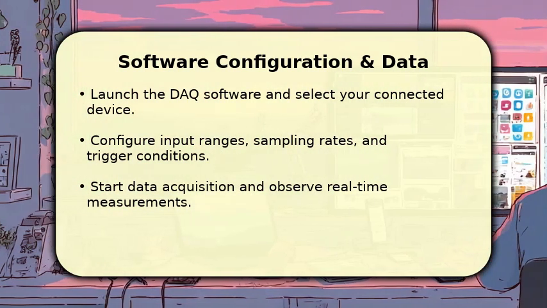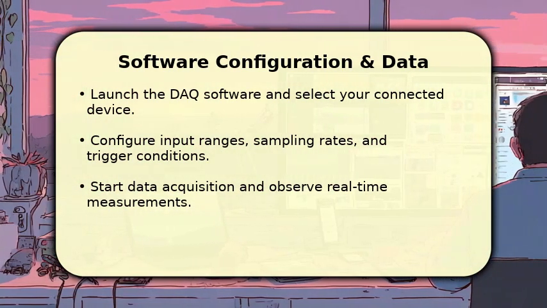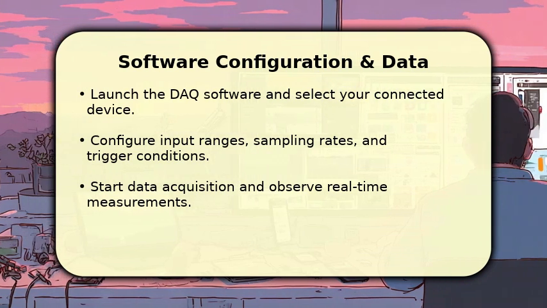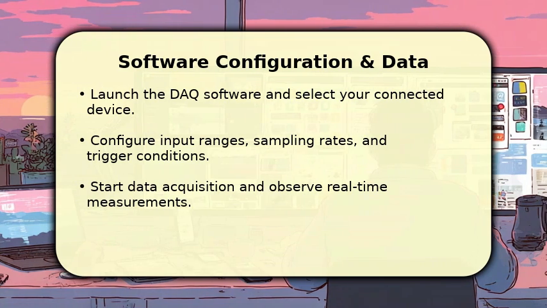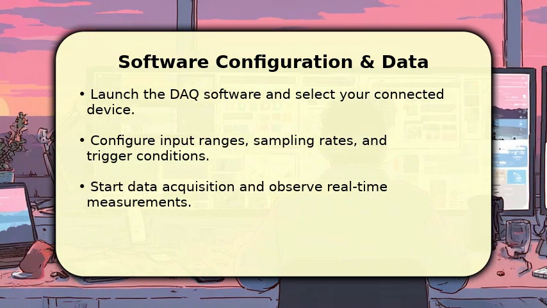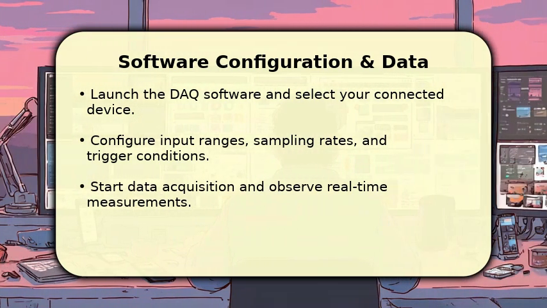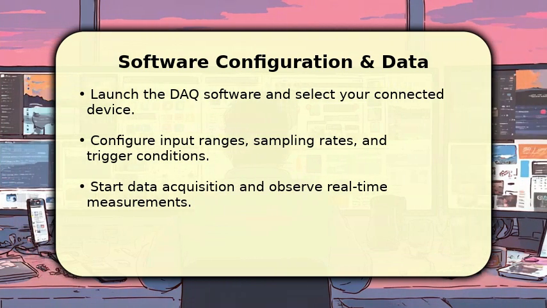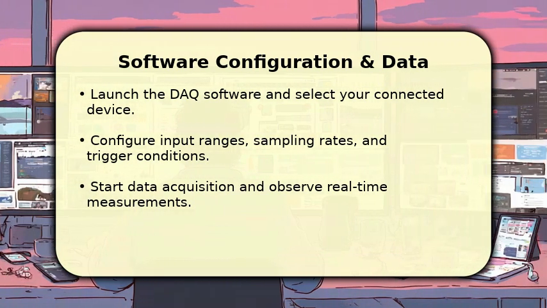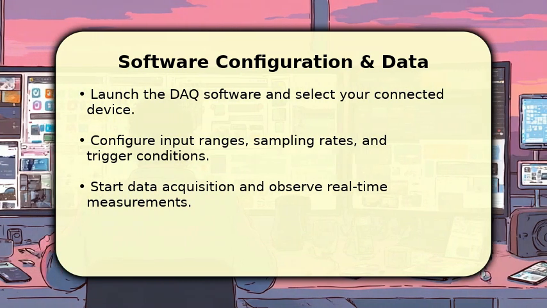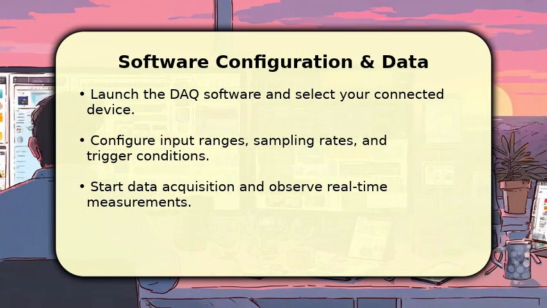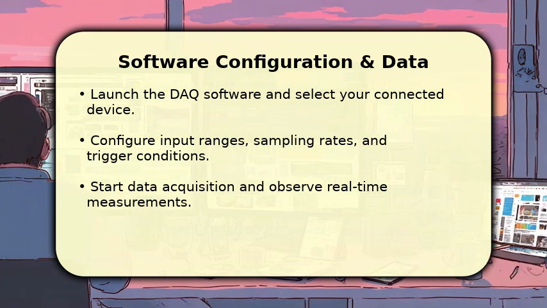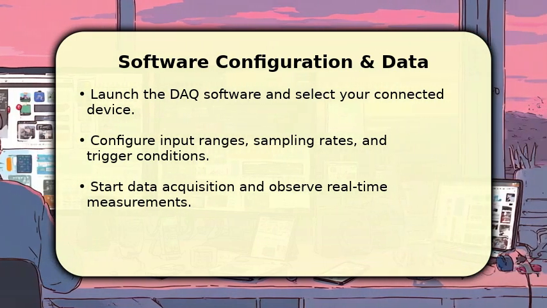Once hardware is set up, launch the DAQ software and select your connected device from the available options. Configure essential parameters like the input range, for example, 0 to 5 volts, and the sampling rate, perhaps 1,000 samples per second. Define any trigger conditions if needed. Then, initiate data acquisition and observe the real-time measurements. Finally, save your collected data in a suitable format, such as a CSV file, for later analysis.